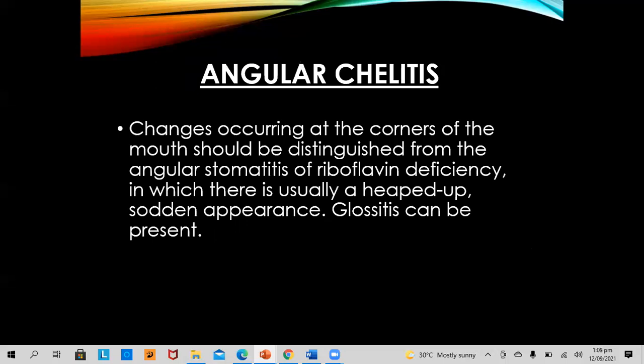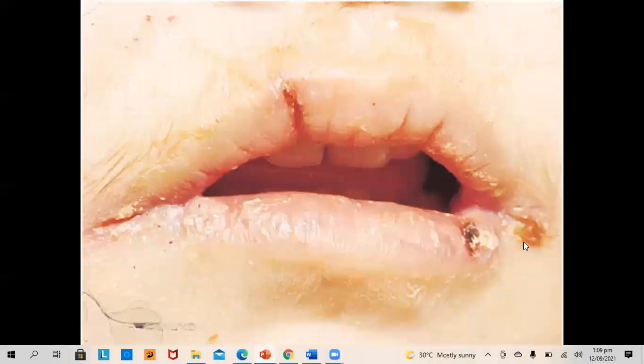Then a very common manifestation of B complex deficiency is angular cheilitis occurring at the corner of the mouth, and it should be distinguished from angular stomatitis of riboflavin deficiency. In angular stomatitis due to riboflavin deficiency, the angles are heaped up with a sodden or wet appearance, and glossitis is also present, while in angular cheilitis, there are just fissures at the angles or corners of the mouth.